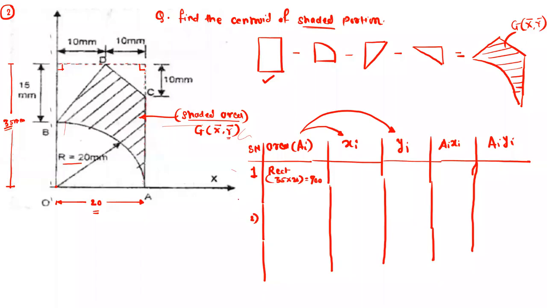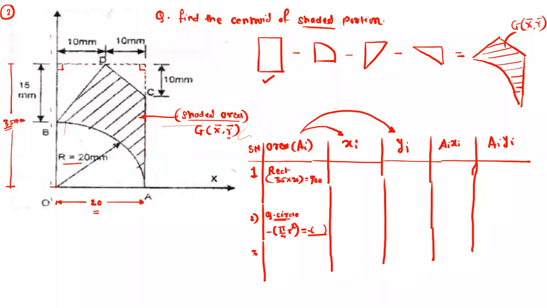Then the second geometry that we will subtract from the rectangle is the quarter circle. The geometry that we subtract from the first geometry, we consider the sign as negative. For the quarter circle, the area will be pi r square by 4. So this will be pi by 4 r square, and this is negative. Put the value of r, which is 20 mm, and get this value. The total value is negative.